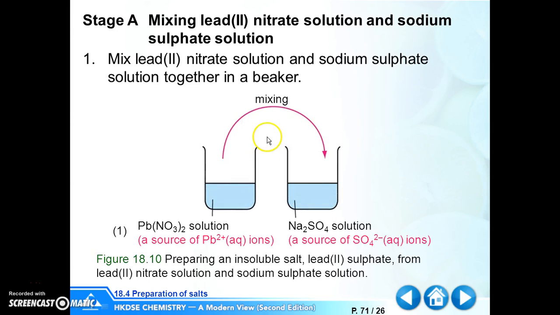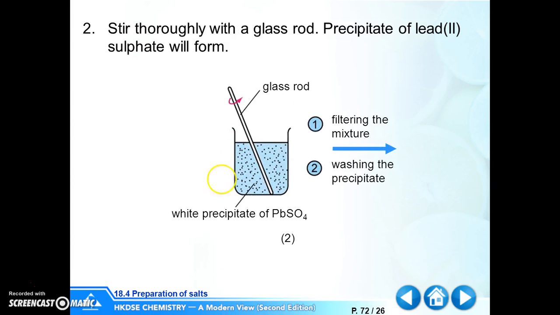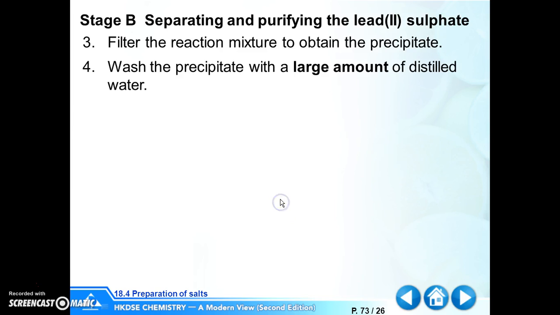So we first mix the two solutions, as a source of the lead-2 ion and a source of the sulfate ion. They must be separately present in the two solutions, otherwise they are insoluble in the water, right? So secondly, we stir it, okay, to speed up the mixing of the lead-2 ion and the sulfate ion to form the precipitate. Then after the precipitate is formed, filter it and collect the residue as a product.